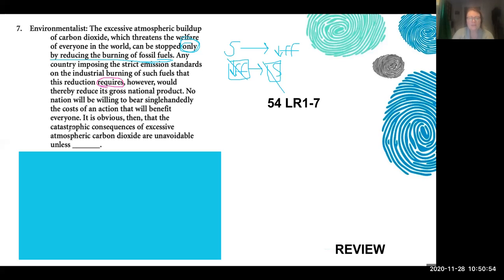It is obvious then that the catastrophic consequences of excessive atmospheric carbon dioxide are unavoidable unless. What kind of condition does unless introduce? Do you know, Cora? It's a necessary, but there's a special way to diagram those. I know there's a special way to diagram unless. Well, you have to switch it. So they're unavoidable unless, so you cannot avoid this unless this happens.